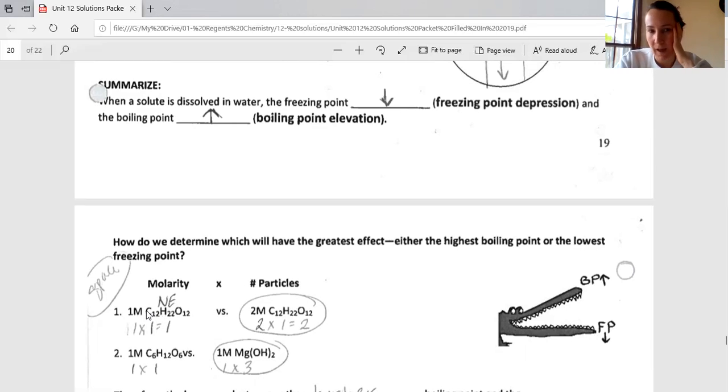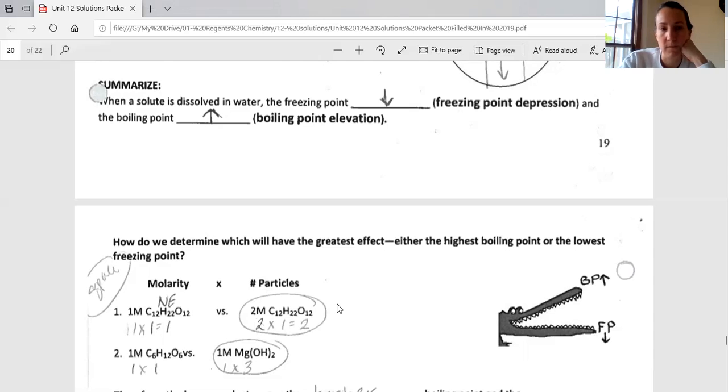After you know that piece, you take the molarity, the concentration, and you multiply times the Van't Hoff factor. So I did 1 times 1 equals 1. For the next question, it has a molarity of 2. 2 times the Van't Hoff factor 1, because it's a non-electrolyte, equals 2. The one that has the biggest number is going to have the greatest change. So the boiling point will either be the highest or the freezing point will be the lowest. They are the same. That's why I circled this one.